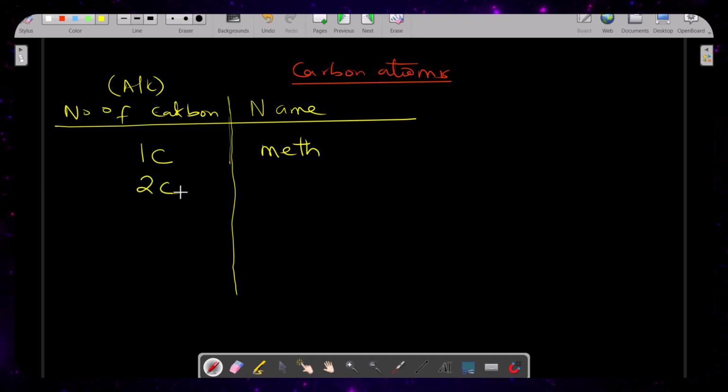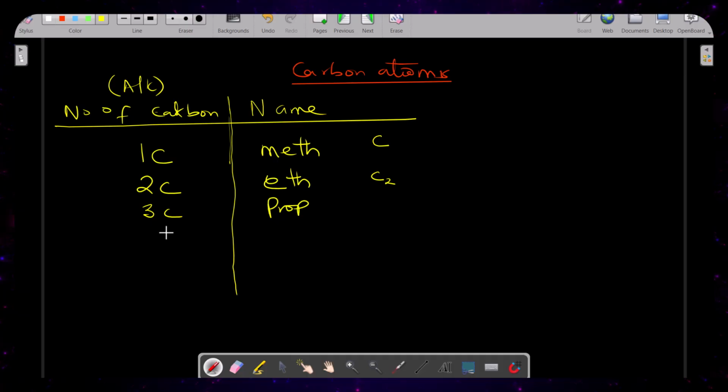So we have two carbon atoms. Two carbon atoms means what? You start with the word eth. Then how about three carbon atoms? If it has one carbon atom, it's just simply one. So two carbon atoms, it might have something like two carbon atoms this way. So for three carbon atoms, what does it mean? Now you start with the word prop. So how about four carbon atoms? Four carbon atoms, you start with the word but. Sorry, this is but. So how about the fifth?